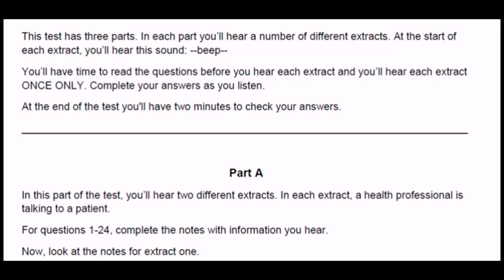Part A. In this part of the test, you hear two different extracts. In each extract, a health professional is talking to his patient. For questions 1 to 24, complete the notes with the information you hear.